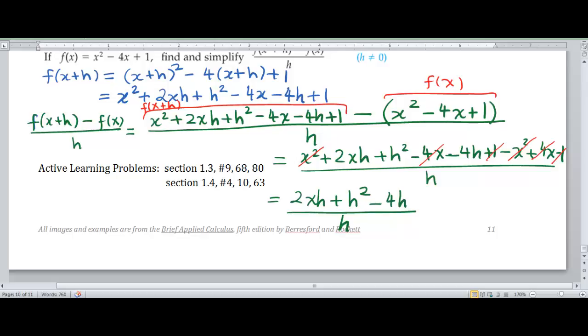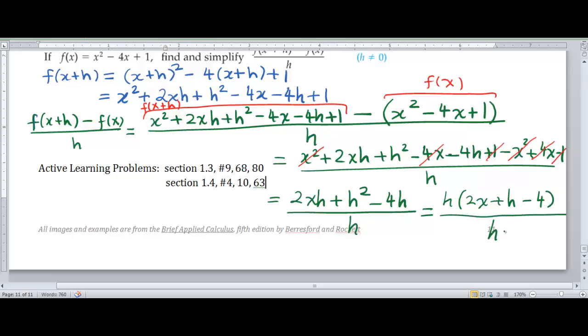Okay, and then I can factor out an h from the numerator. Oh, something just happened. Shoot. Okay, it's all over h. Let me pull out an h. Then I get h times 2x plus h minus 4 over h. Okay, and then the h's cancel out, and my final answer I'm left with is 2x plus h minus 4. Okay, so that is the difference quotient for this function f of x equals x squared minus 4x plus 1.